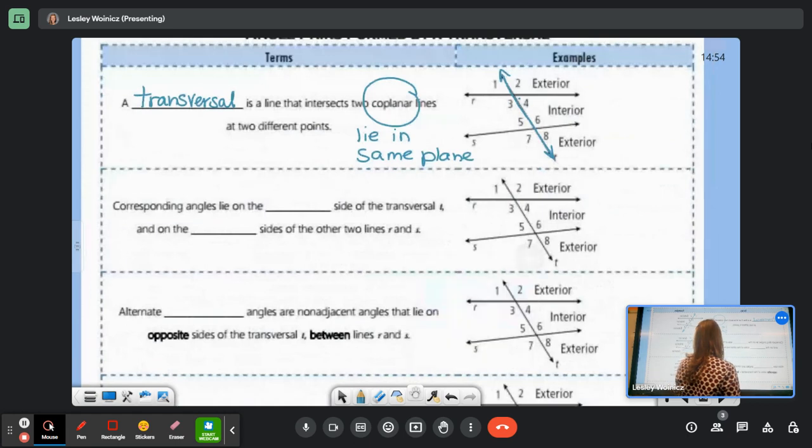Okay, next. Corresponding angles lie on the same side of the transversal and on the opposite sides of the other two lines R and S.